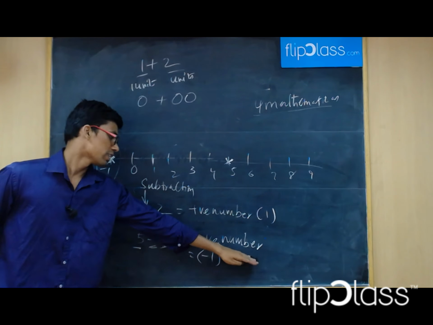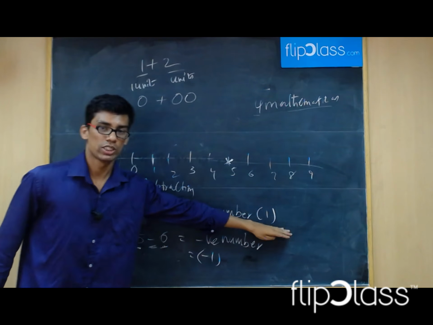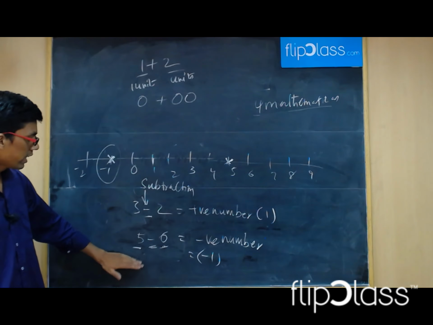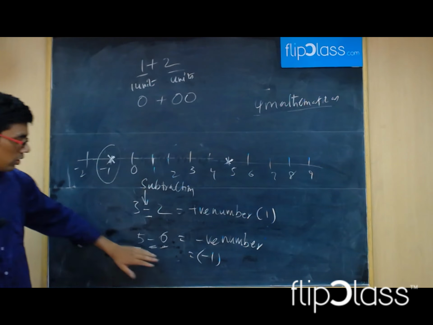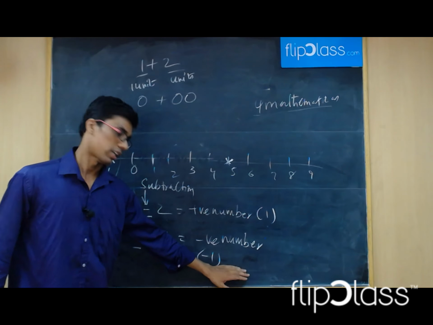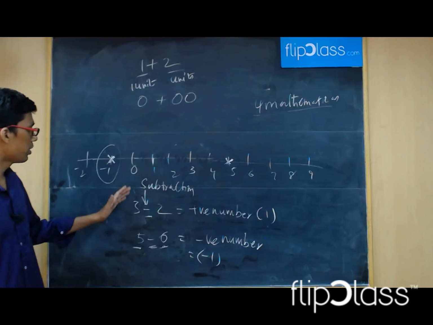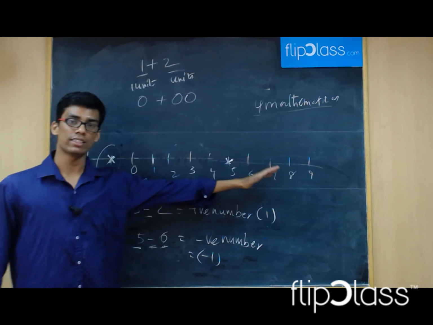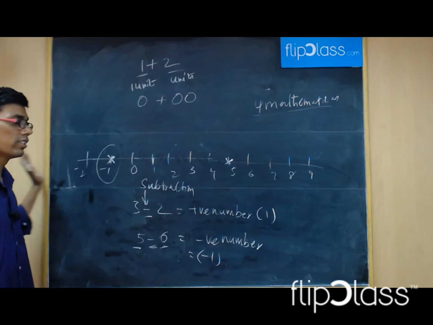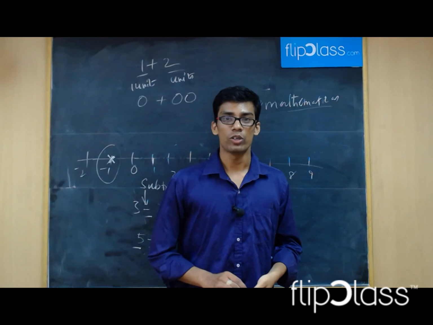So whenever you are subtracting a number of lower value from a higher value number, you will get a positive number. And whenever you are subtracting a number of higher value from a lower one, you will end up with a negative number. How are you saying this is a positive number and this is a negative number? It is because with respect to 0, positive numbers lie on the right side and negative numbers lie on the left side. Is this clear? Do you have any more doubts?